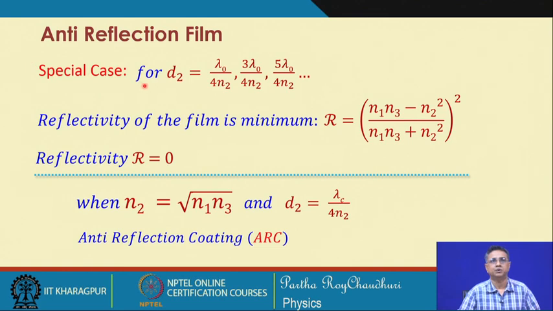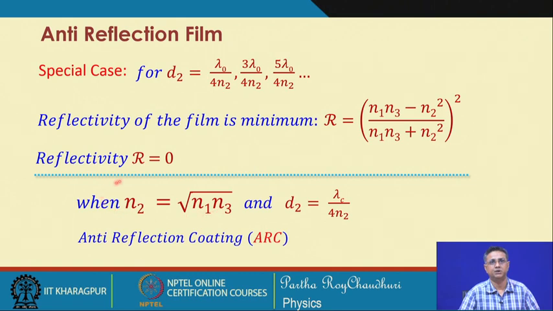Now, under this condition minimum reflectivity is this, but the reflectivity will become 0, R equal to 0, will give me a condition that n2 will be equal to under root of n1 n3. So, this is the condition. If we can choose the values of n1 and n3 in such a way that the product of these will be equal to n2 square, then we will get back this condition for a thickness d2, we will get the reflectivity equal to 0.